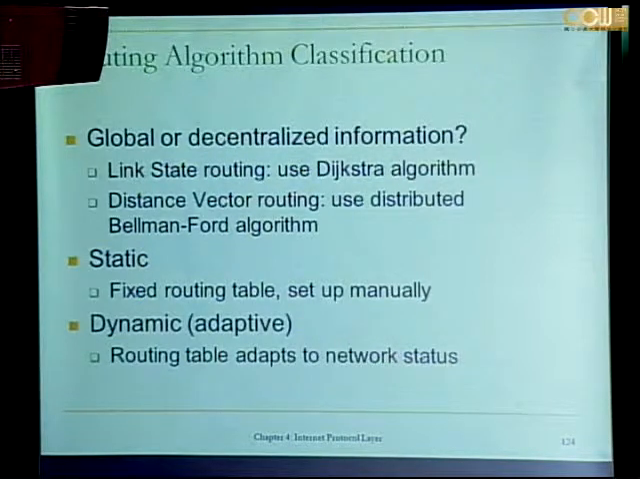That's based on global information. How about decentralized information? That's done by the so-called distance vector routing. And what is the difference between distance vector and link state? With link state, I only know who are my neighbors and my delay to the neighbors. But for distance vector, for each destination, I have an entry in my distance vector.